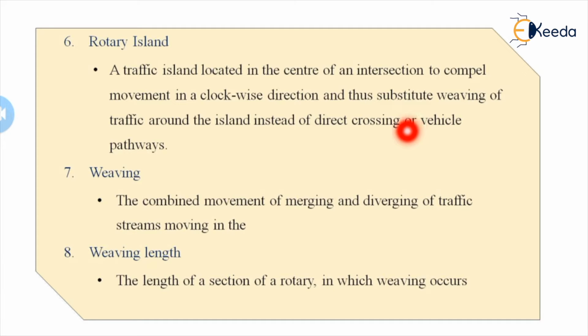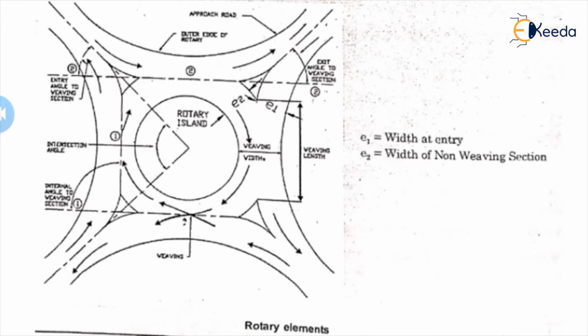When the vehicle is compelled to move around the rotary, then the speed of the vehicle gradually reduces. Weaving: the combined movement of the merging and diverging of the traffic stream is called weaving. And weaving length is the length of the section of the rotary in which weaving occurs. This is the section where weaving occurs. This is called weaving length, and this is weaving width.